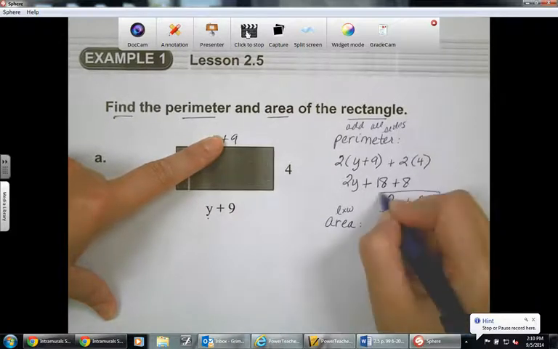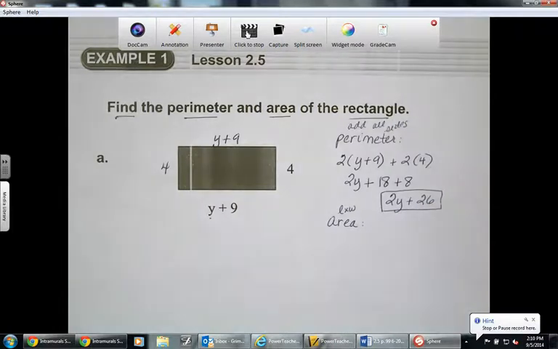Okay. Now, I could have written the whole thing out. I could have written y plus 9 plus y plus 9 plus 4 plus 4, but to me this is a little bit simpler, so I don't have to write quite so much out.